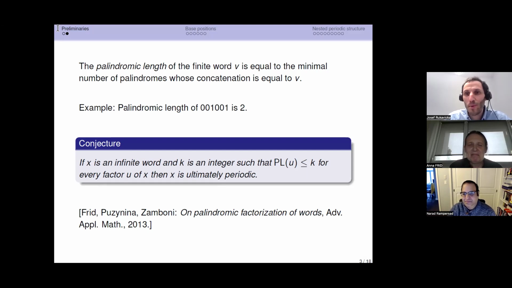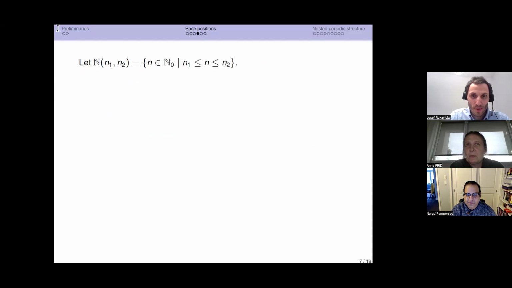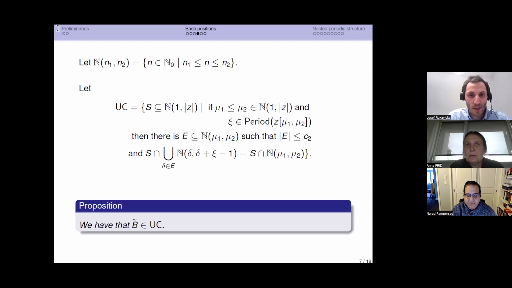But for me, I would ask whether the essential result that I called the base positions was comprehensible. This one, that the base positions are from the set UC, means that if I try to cover the base positions with the periodic factor, I can consider only a small number of periods. Was this part at least somehow clear?